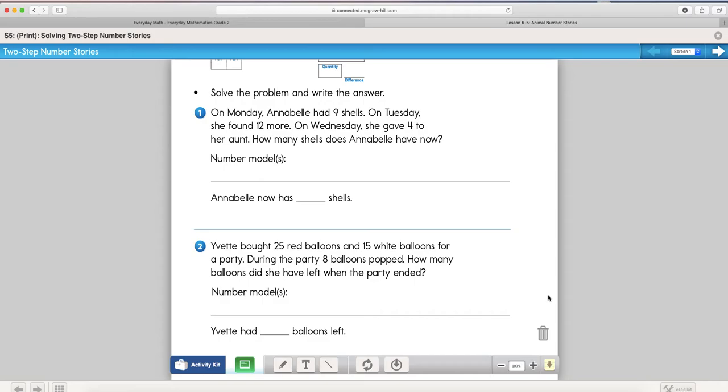So let's just look at the first 2 sentences that we have in this number story. Let's create a number model or a math problem just from those first 2 sentences, okay? So the first 2 sentences say, on Monday, Annabelle had 9 shells. On Tuesday, she found 12 more. What kind of number model or math problem do you think we should use for those 2? Are we going to add those 2 numbers together? Are we going to subtract those 2 numbers? What do you think, Kaden?